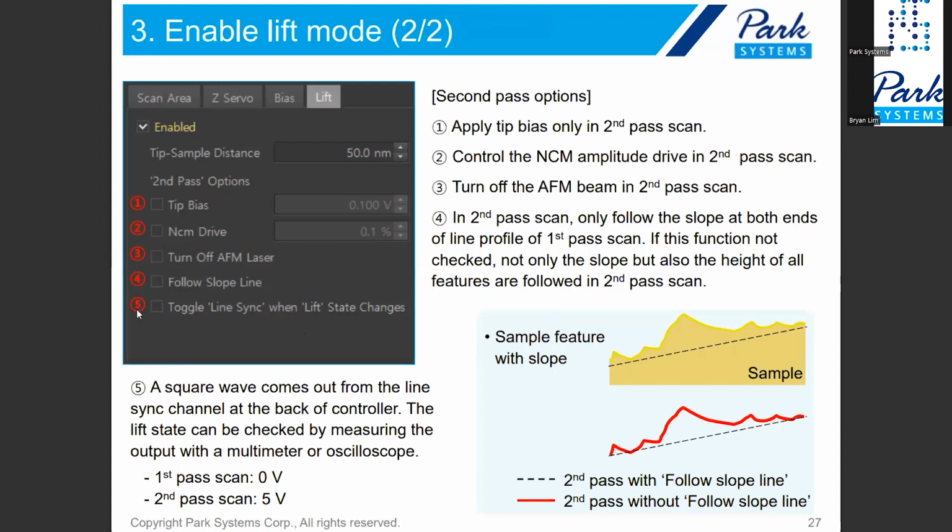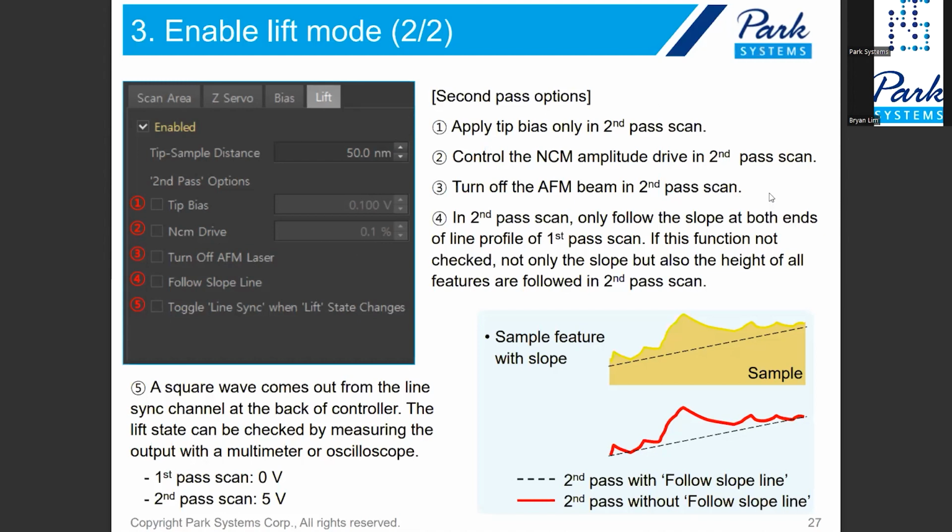And number 5 is you can have a square wave coming out of the back of the controller on a BNC connector. You can check the lift state. So the first pass is 0 volts and the second pass you get 5 volts, and this is very good if you want to have some kind of customized experiment for your MFM.